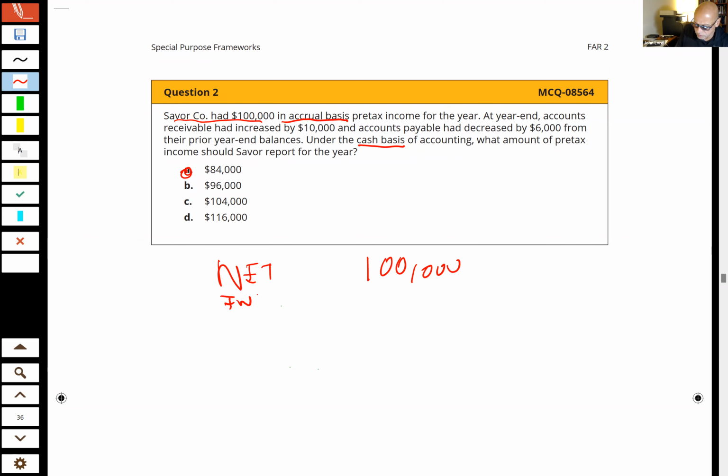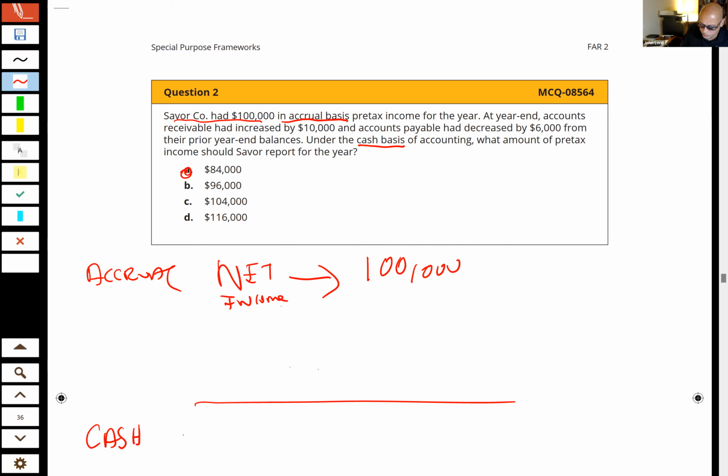Sometimes it's important to make sure you realize what you're doing here, because it's easy to get to the end of the question and forget. You're going from accrual net income, and you're going to try to turn it into what? I can put the word accrual over here, and you want to turn it into cash net income. And what does the flashcard say?